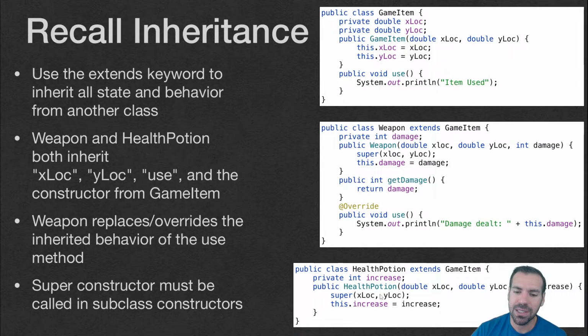Health potion doesn't override use, so it just gets the inherited use method. And then weapon overrode the use method that was inherited, so it's this method that's called from an object of type weapon. So anyone who got that wrong, called the wrong method at any time, they got to show up to the final.